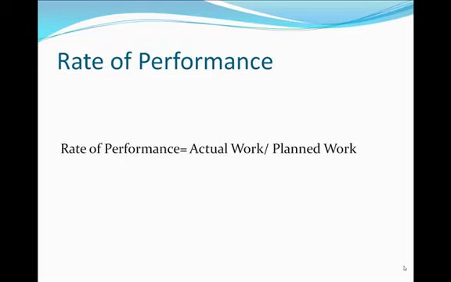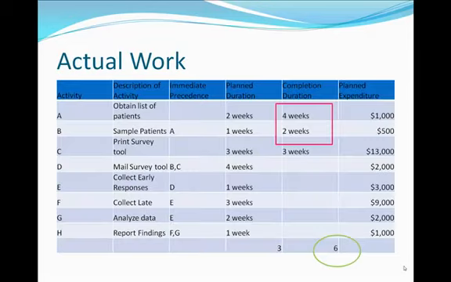Now that we have seen the difference between expected duration and actual duration for some of the tasks, we can calculate the rate of performance. Rate of performance can be calculated by dividing the actual work by the planned work. In our scenario, activities A, B, and C have been completed. However, activity C is not part of the critical path, and therefore activities A and B can be used.